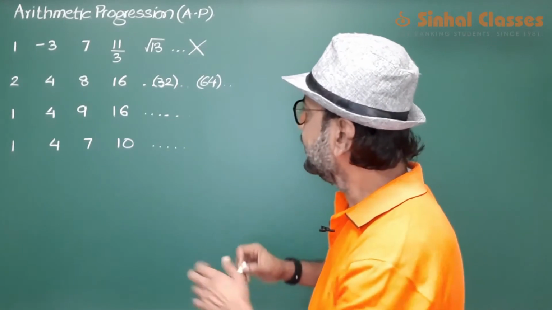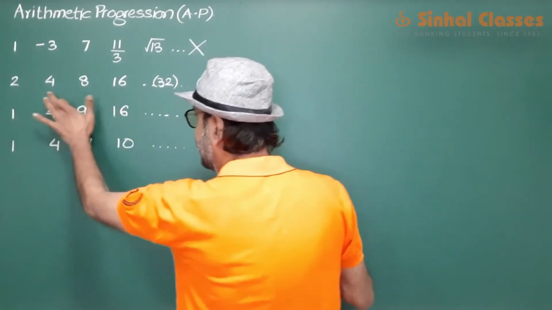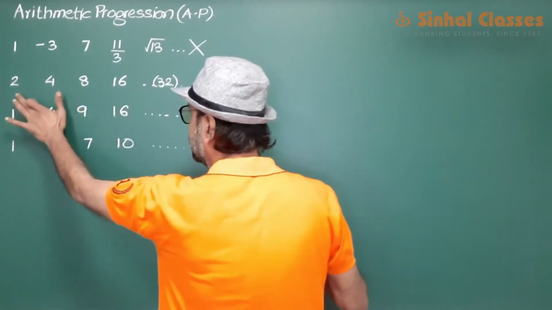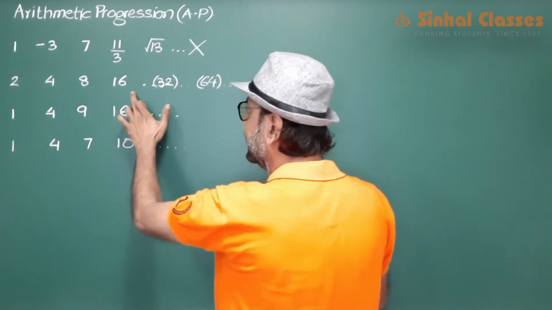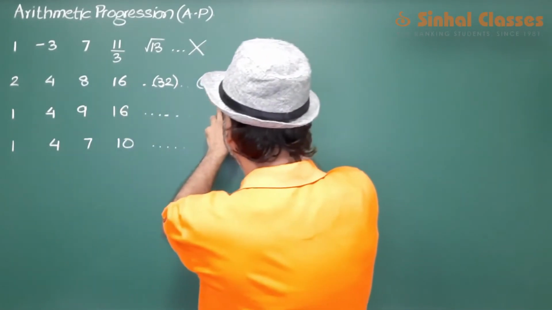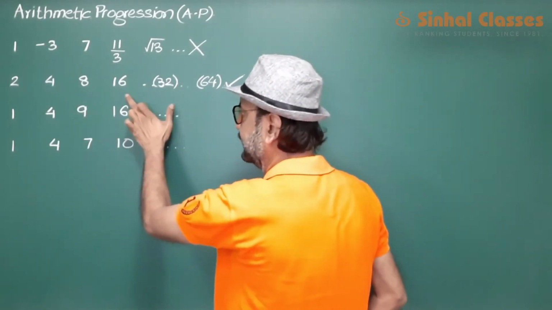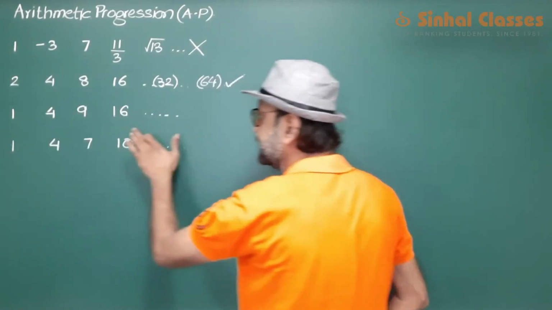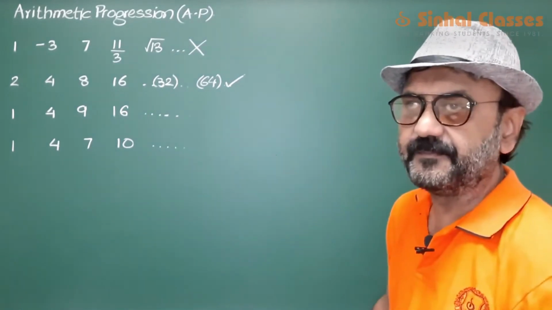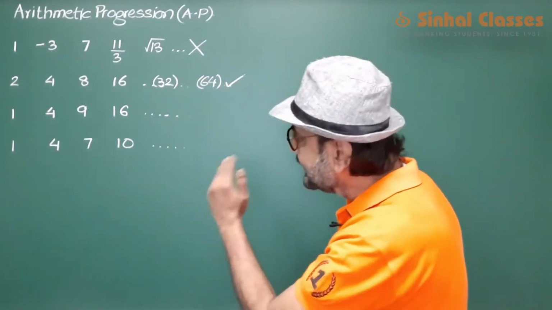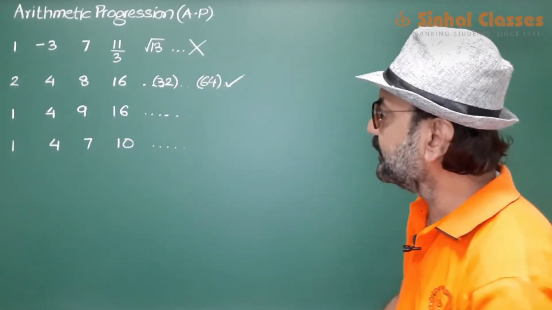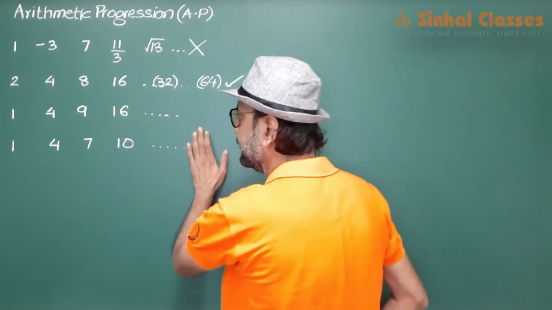So you see that in this example, this is a list of numbers where it is possible for us to predict the number which is going to come after 16. Let us take this list of numbers: 1, 4, 9 and 16. In 1, 4, 9 and 16, is it possible for us to predict the number that will come after 16?